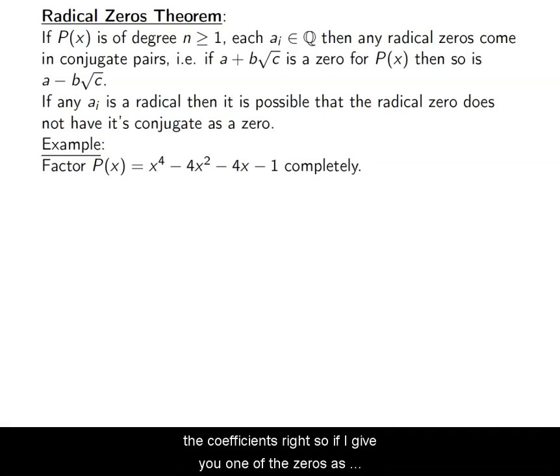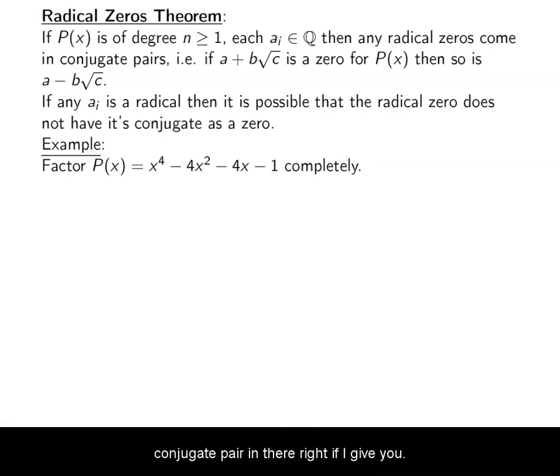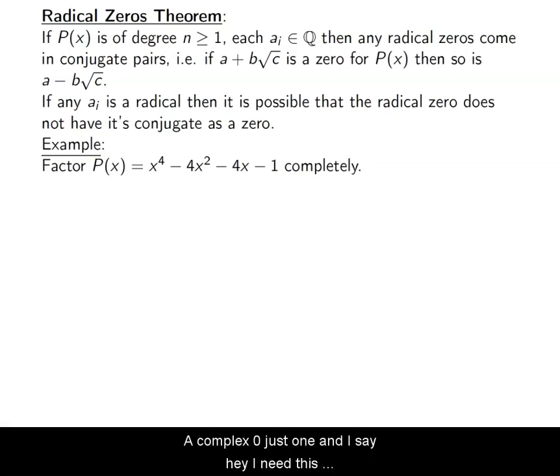So if I give you one of the zeros as a radical and I say all of the zeros are going to be rational, then you know that that radical zero has its conjugate pair in there, right? If I give you a complex zero, just one, and I say, hey, I need this polynomial and all of its coefficients are going to be real numbers, then you know that you need to use the complex conjugate of that, right?